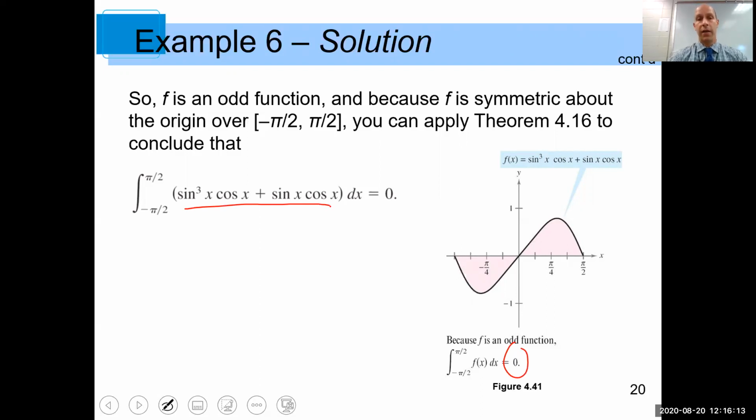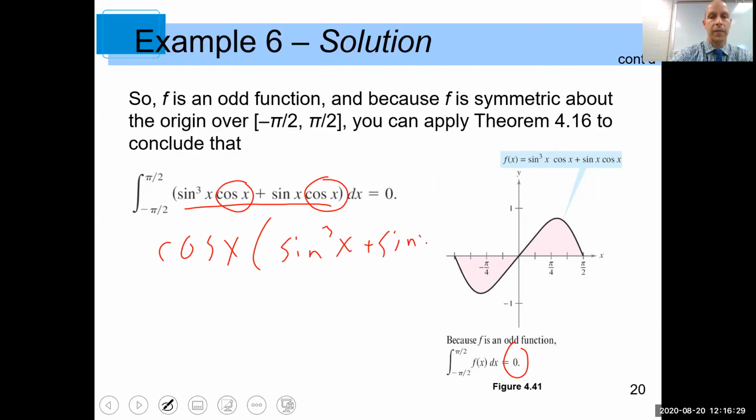Another way you could think of this function, because I said it was an even, I'm sorry, is this. We could have factored out this cosine on both of those, right? We could have factored out this cosine here, and then you'd be left with sine cubed x plus sine x. So this is clearly odd. This is clearly odd. This is clearly odd. So these are odd functions.